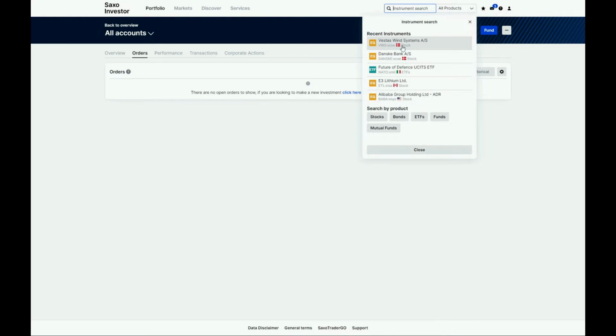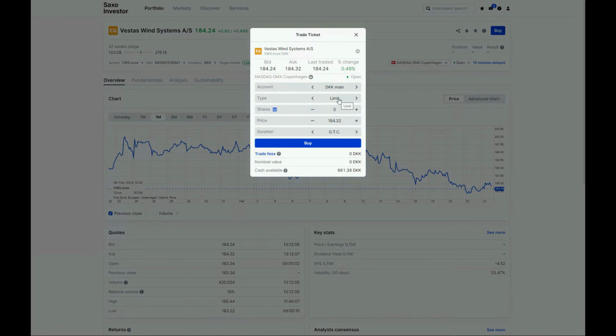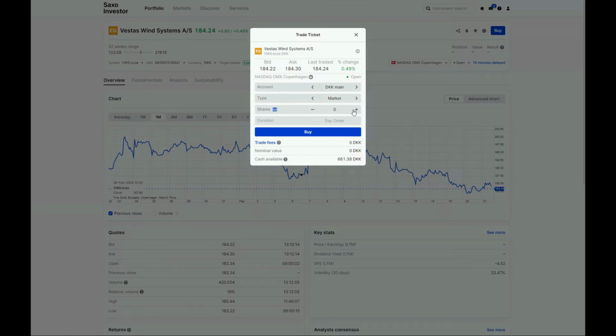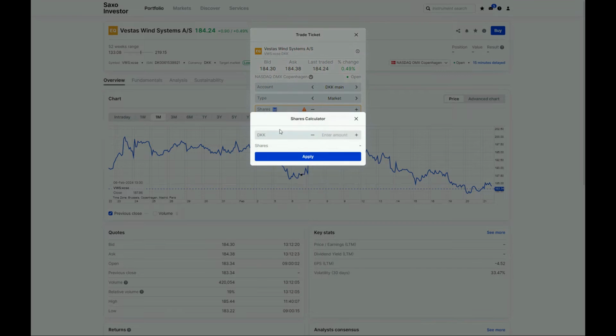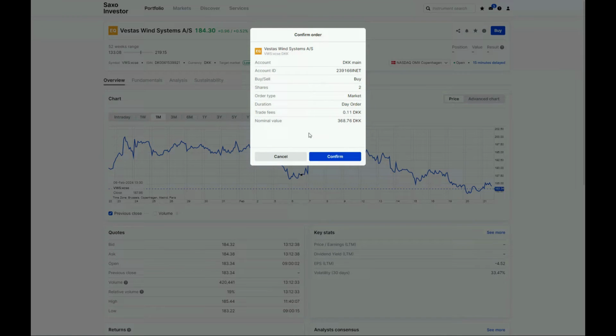And if I search for Vestas up here again, press buy. Now I've changed my mind. I do not want to make a limit order. I just want a regular market order when I get into the market. So again, 2 shares. If you don't want to do the calculations yourself, you'll also be able to press the small calculator over here on the side and tell the system how many Danish kroner you want to invest. Let's say 400, and it's going to show me that 400 Danish kroner will give me a chance to buy 2 shares. Apply it. If I press buy now, again, a confirmation window will come up.